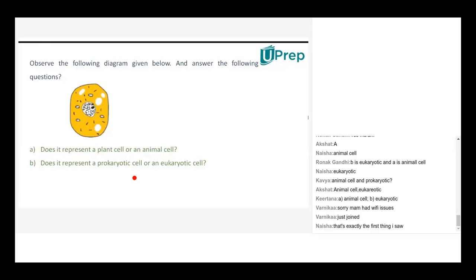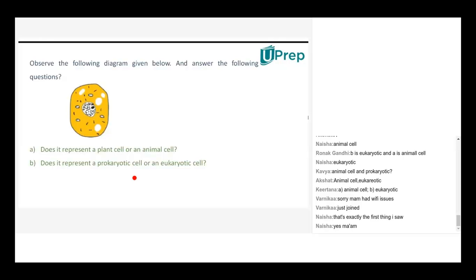Then when you go for prokaryotic and eukaryotic, pro and eukaryote basically depends on the membrane surrounding the nucleus. Here you have a clear membrane around the nucleus, so obviously this is the eukaryotic cell. It can't be prokaryote. In prokaryote you won't find this kind of thread-like structure. You will have a circular structure called nucleoid without any membrane.